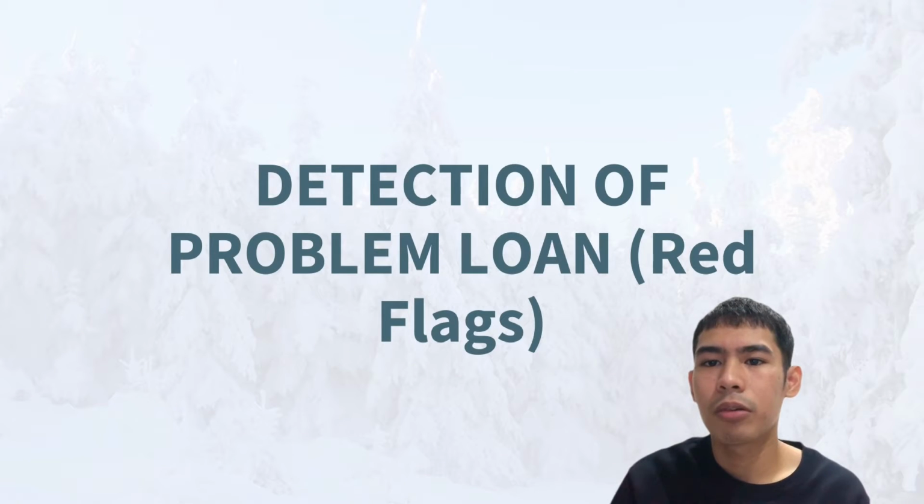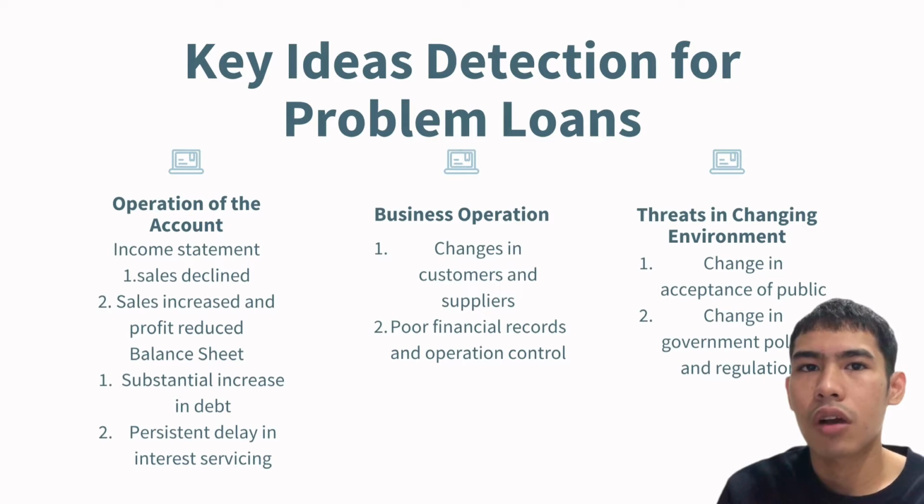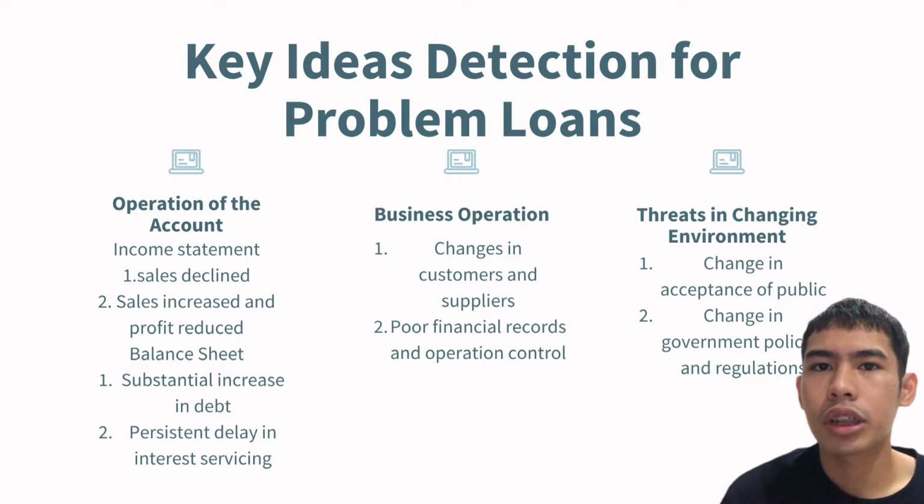Detection of problem loans: red flags. First is operation of the account, income statement. Sales decline. The income statement may influence the trend of sales among customers.